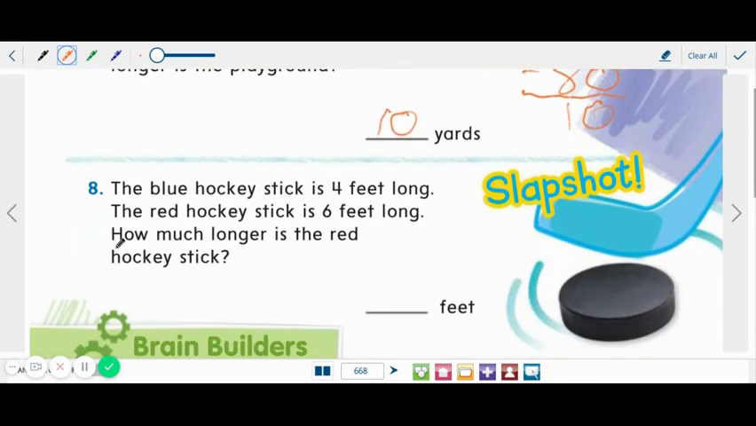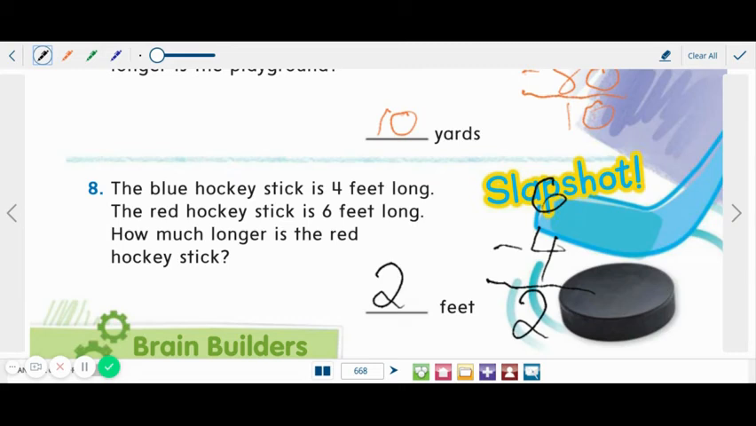Alrighty, going on to number 8. The blue hockey stick is 4 feet long. It's a different color there. And then the red hockey stick is 6 feet long. All right, we're comparing the two again. So 6 minus 4. How much longer is the red hockey stick? Since that one is the longest. All right, 6 minus 4 is 2. All right, so the red hockey stick is 2 feet longer than the blue hockey stick.